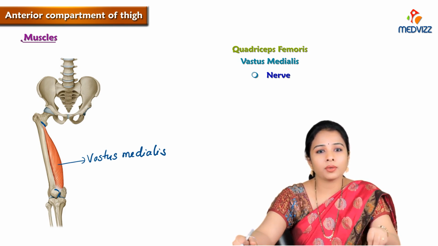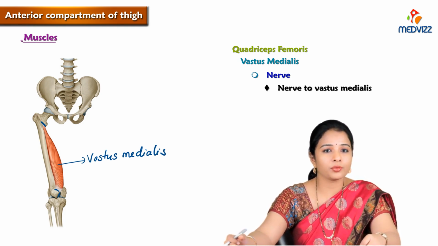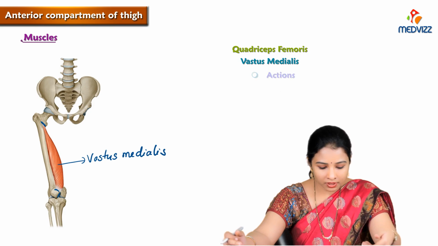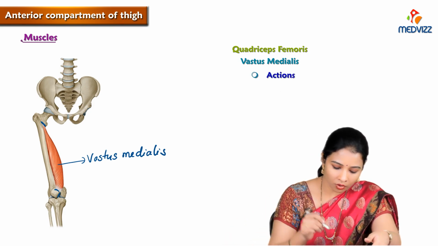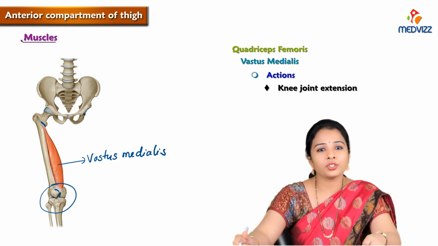So it is supplied by the nerve to vastus medialis, which is the thickest muscular branch of the posterior division of the femoral nerve. And as we know, it is not crossing the hip, it is crossing only the knee joint. So it helps in the extension of the knee joint.